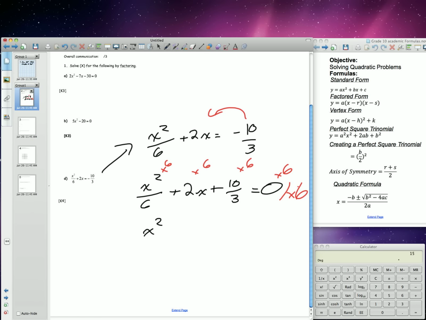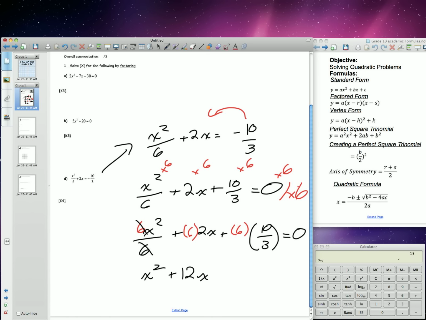Now, when I multiply the first term by 6, I get 6 times x squared over 6. I'll get 6 times 2x, which is going to be 12x. And we're going to get 6 times 10 over 3. And finally, what's 6 times 0? 0. Okay, so we don't need to do that part. Now, 6x squared divided by 6 is what? X squared. These 6's cancel out. We get x squared. 6 times 2x, 12x.